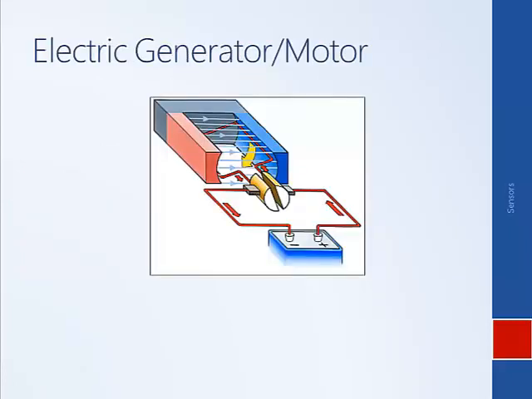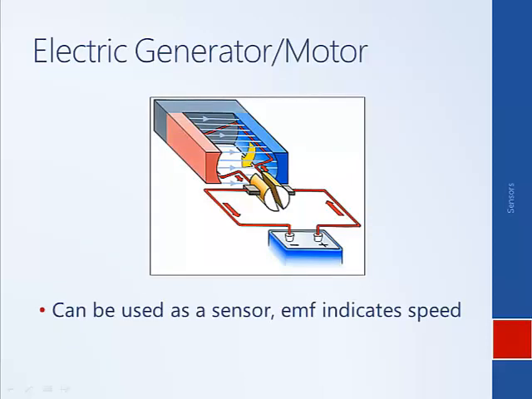Another type of component that can be used as a sensor is an electric generator. This is a picture of a generator. It has the same structure as a motor. With a motor, you apply a voltage to the system to generate motion. With a generator, it works in the opposite way. Motion generates a current, output. And so this generator can be used as a sensor because the voltage it generates, the EMF it generates, indicates the speed of the generator. At this point, I won't get into the principles based on which this works, but this is something we'll come back to later.